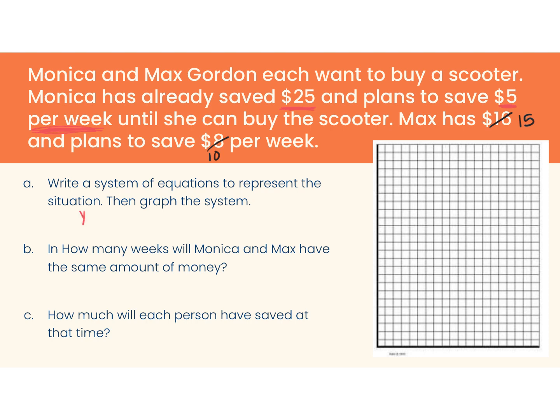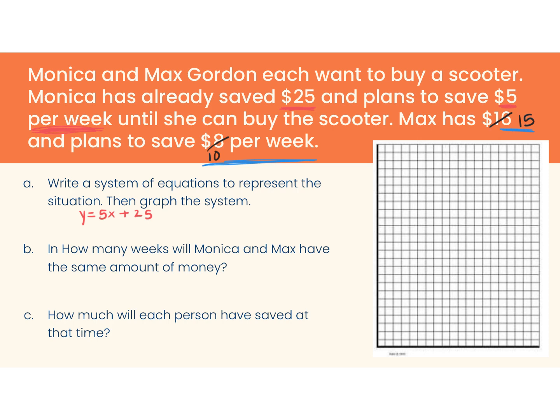So I'm going to start with Y equals, and we're doing Monica. Monica is going to save $5 per week. So 5X plus she has $25. Okay, now let's talk about Max. Max saved $15, he has right now, and he wants to save $10 per week.